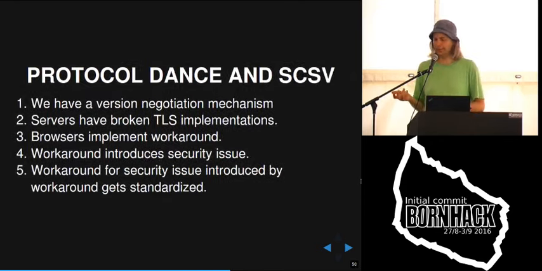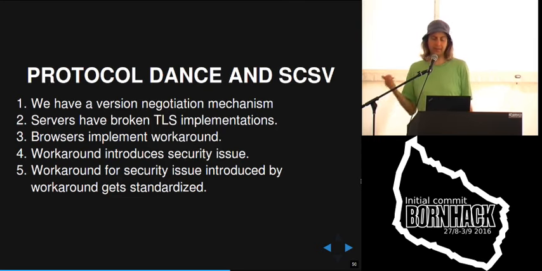So what we have here is a version negotiation mechanism that works if it's correctly implemented. Then several servers implement it in the wrong way. Then the browsers implement a workaround for it. Then we learn that this workaround introduces a security issue. So we need another workaround for the security issue introduced by a workaround for a broken device. That's the situation we're often in in the TLS ecosystem.